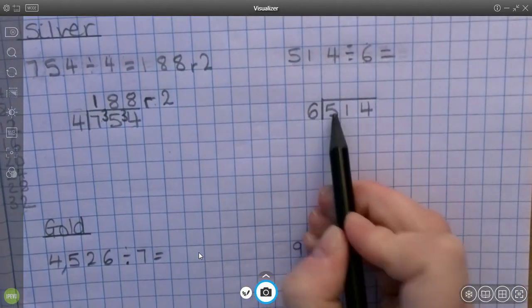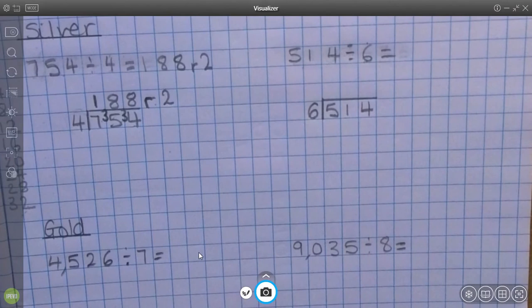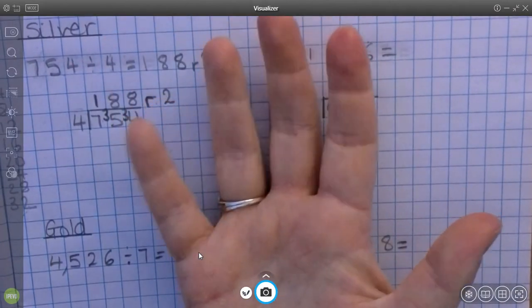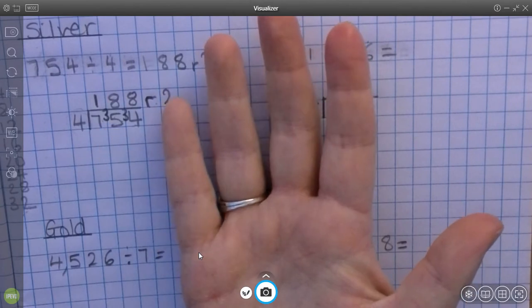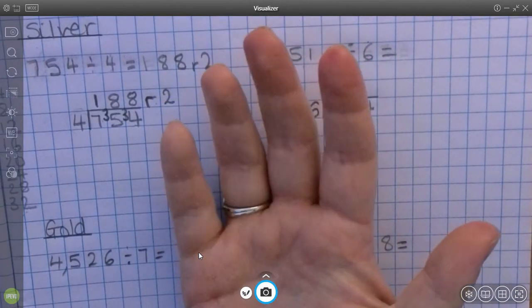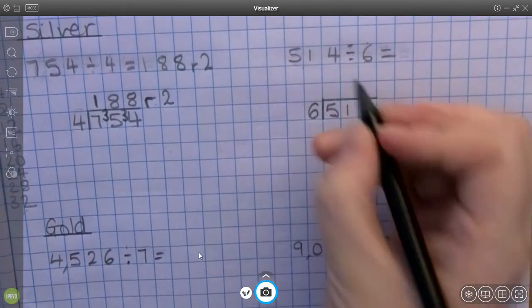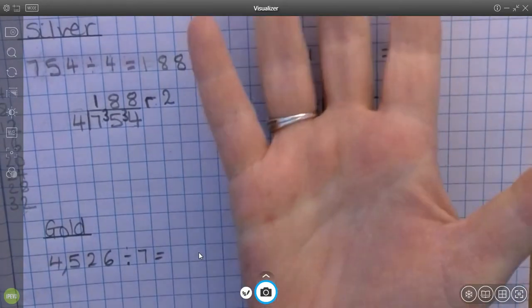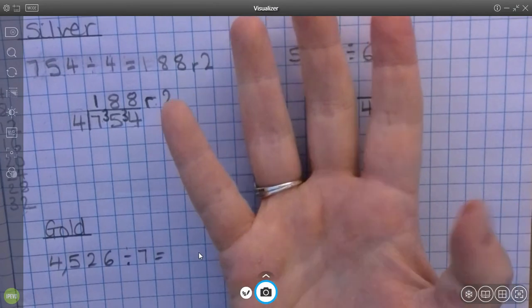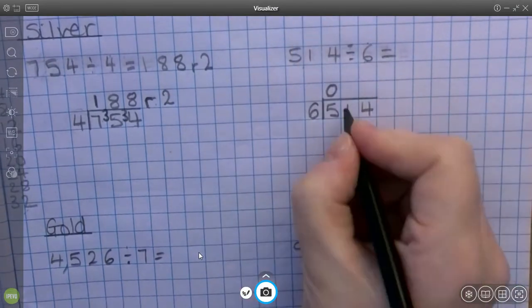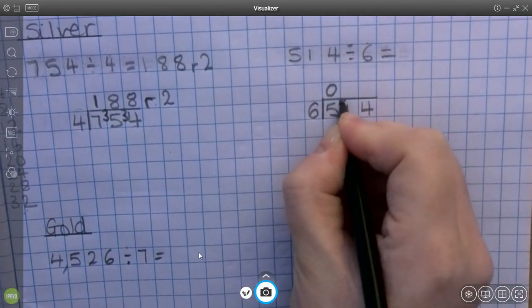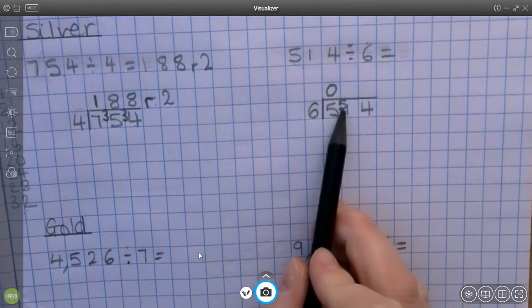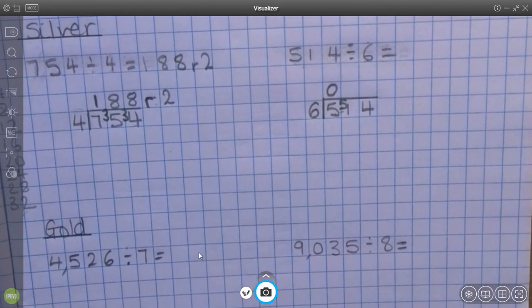How many groups of 6 can I get out of 5? Well, I know I've got 5 fingers on one hand. If I've got 5, can I get a group of 6 out of 5? No, it's too small. Okay, so I can't get any groups of 6 out of 5, so I've still got that full 5 left to use. I haven't taken any away yet. So I'm going to regroup that 5 over to the next place value. So now I've got 51. How many groups of 6 can I get out of 51?